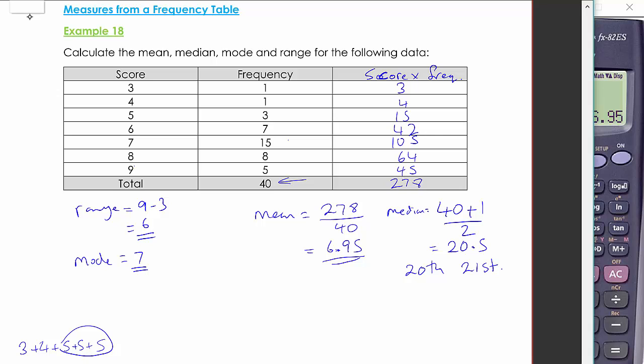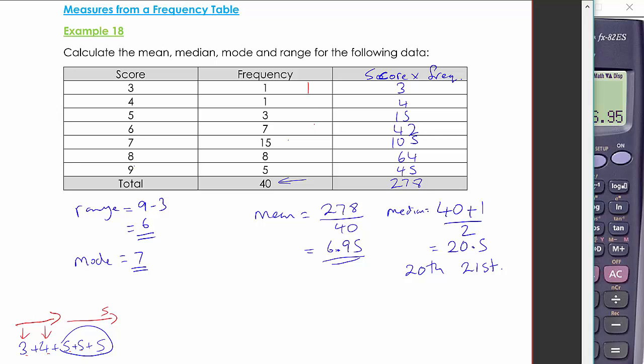So come back to this situation down here. Let's imagine you're walking past the data. So you walk past the 3, you've walked past one piece of data. When you get to the 4, you've walked past 2 pieces of data. When you get to the end of the 5s, you've walked past 1, 2, 3, 4, 5 pieces of data. We can use something called a cumulative frequency.